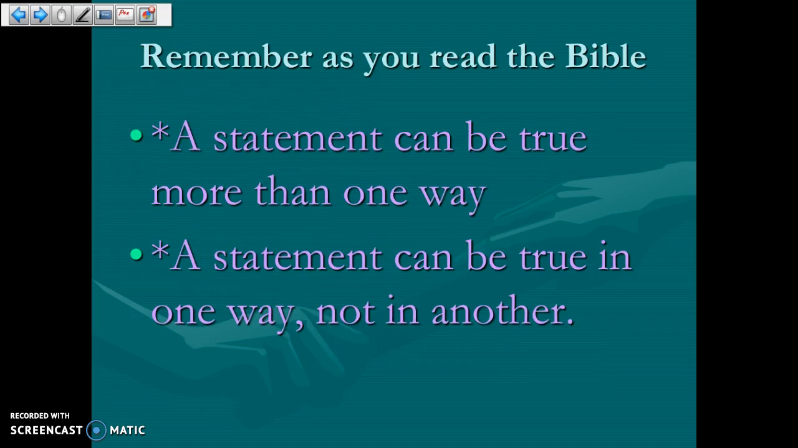So remember, when we read Scripture, a statement can be true in more than one way. It is possible for it to be both historically true and religiously true. But a statement can also be true in one way and not another. So something can be religiously true, but not scientifically true.